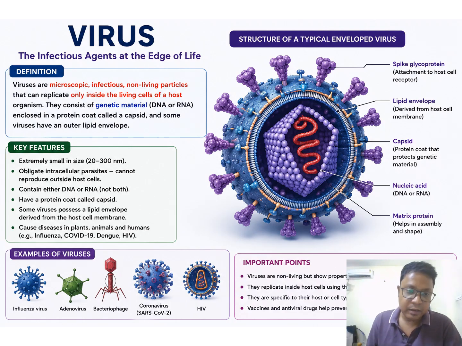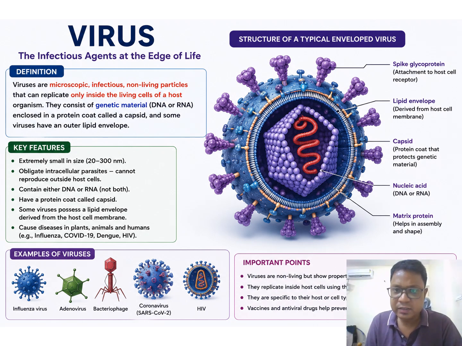So this is the first, you can see it is an influenza virus. Second one is adenovirus, then bacteriophage, then coronavirus, then HIV virus. So this is the overall pictorial representation of a virus. You can see this spike, which helps to attach to the host cell receptor.